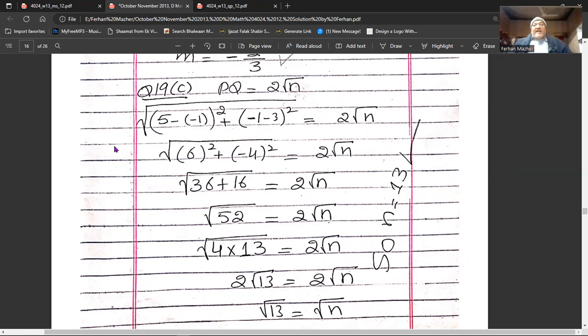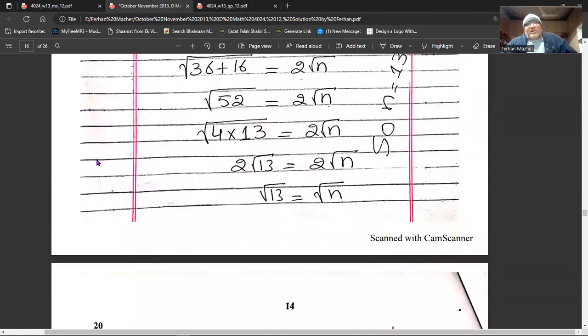So in the bracket, I will have (5 minus minus 1) whole square plus (minus 1 minus 3) whole square. It will be 6 whole square, and square root on them, and you will have 6 square plus minus 4 whole square, and that will become 36 plus 16, and a square root on them, that is equal to 2 under root n. So you will have square root of 52 equals to 2 under root n.